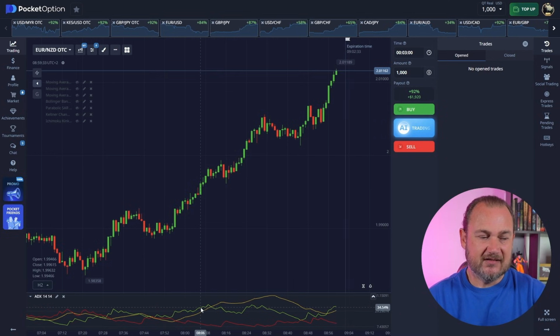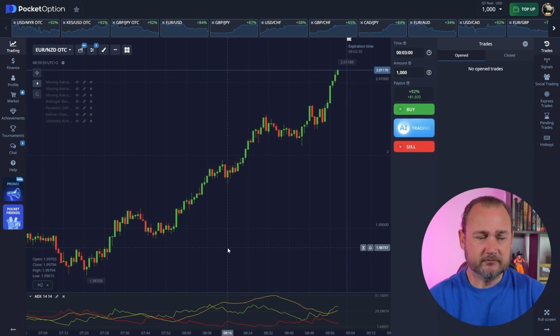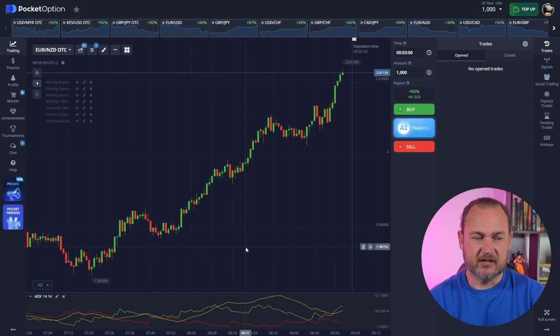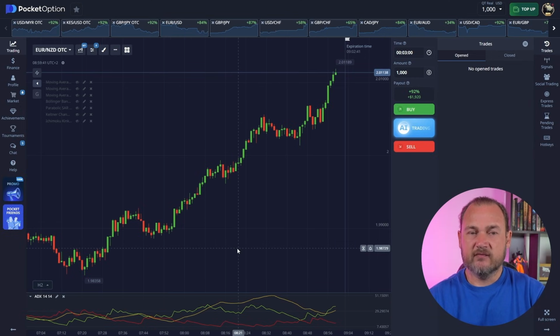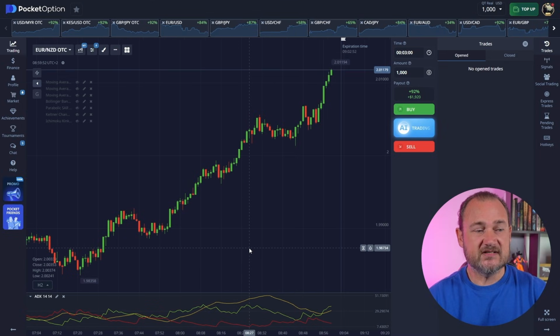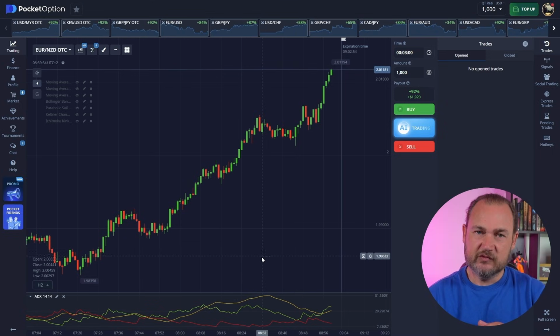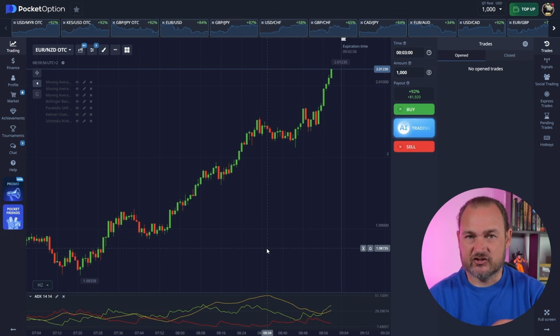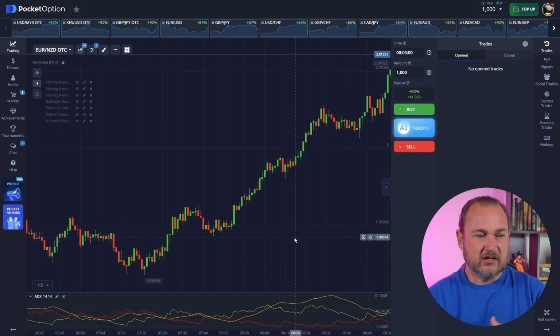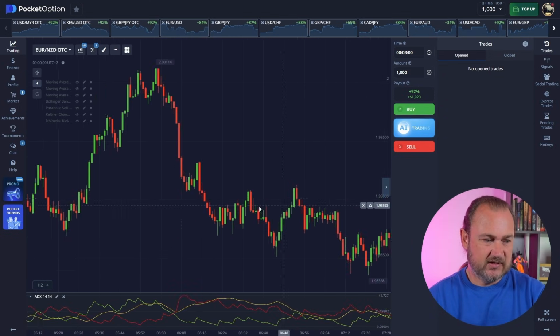Okay, so how do we determine entry points? We're going to be using the DI plus and the DI minus in combination with the ADX. The DI plus and the DI minus lines, you can think of them as a rate of change, or they show you the speed at which price is accelerating. So that's not the strength of the move, it just shows you the acceleration of the move. What do we mean by this? So let's have a quick look.